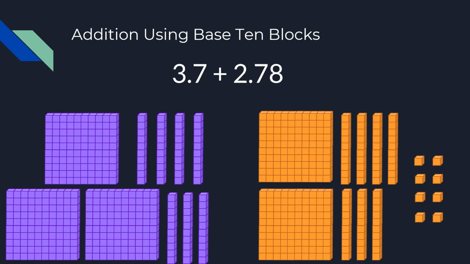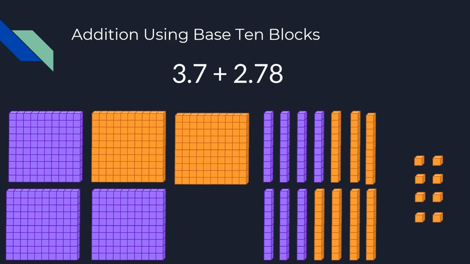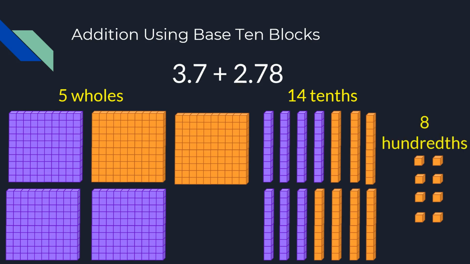What we need to do is to combine these two, because that's what adding is. So what we need to find out is if we put all of these in one pile, how much would we have? Let's move them so it will be easier to see. Okay, so now we have all of the ones together, we have all of the tenths together, and now we have all of the hundredths together. We have 5 wholes, that's ones, we have 14 tenths, and we have 8 hundredths.